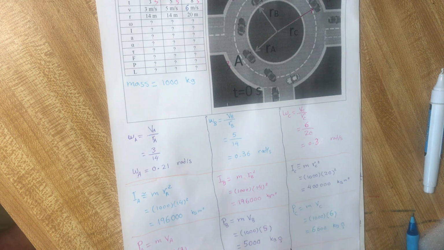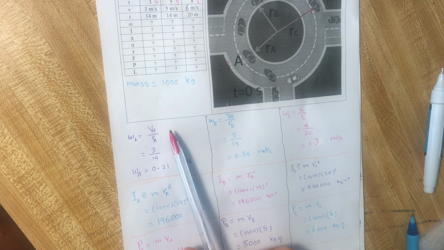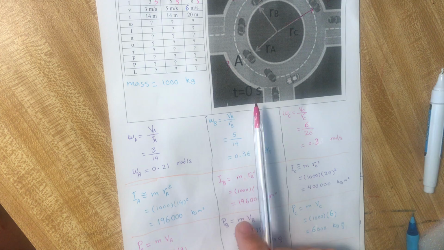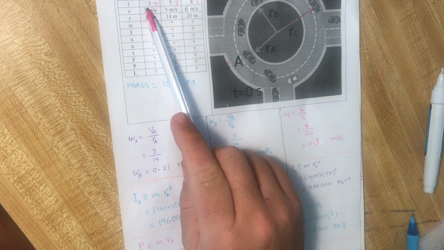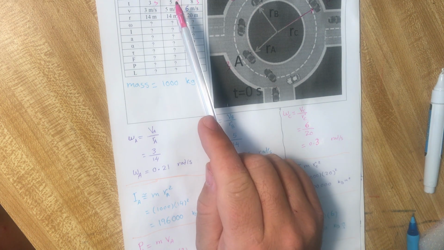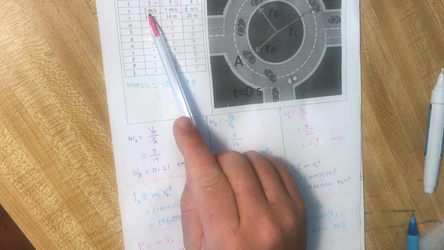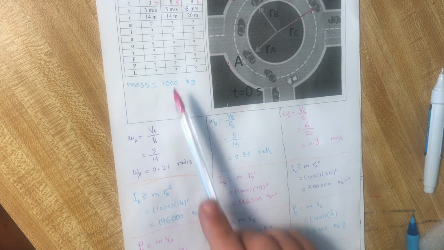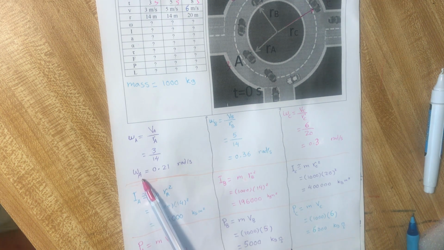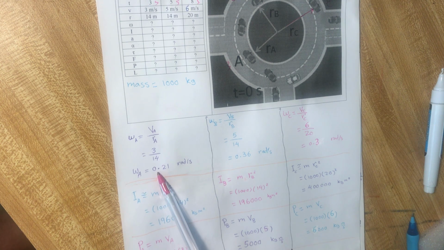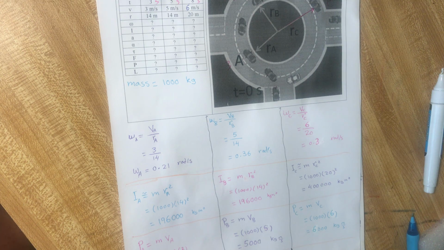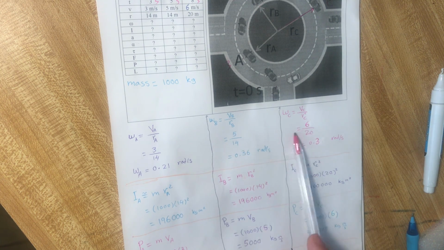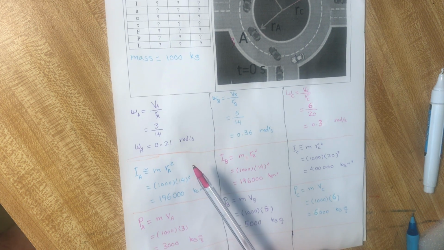Let us at first find omegas. Omega, as known, is equal to V over R at each point. So at A, the velocity is 3, and the radius is 14 meters. Then the angular velocity will be equal to 0.21 radians per second. And so on. We can find it for the two other points.